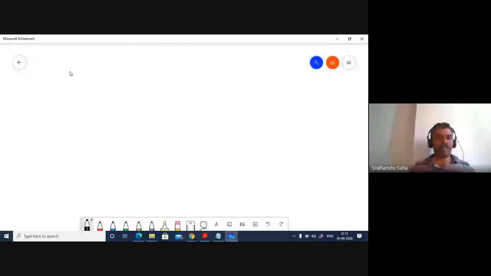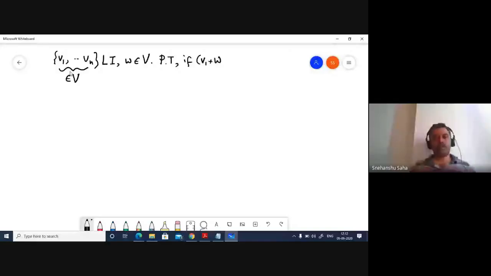So this was the problem. V1 through Vn is linearly independent, and there is a vector W that belongs to this vector space; all of these are in the vector space V. So prove that if V1 plus W, through Vn plus W, is a linearly dependent set, then W is in the span of V1 through Vn.